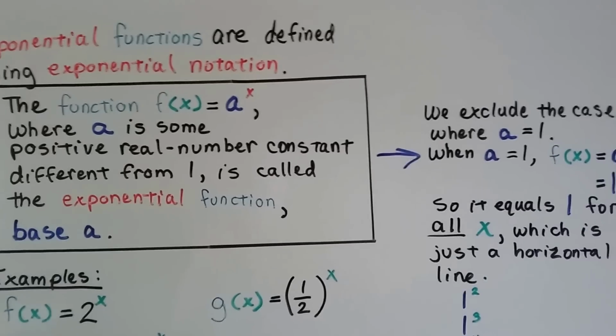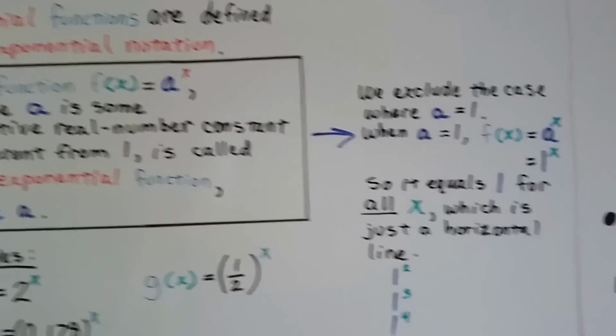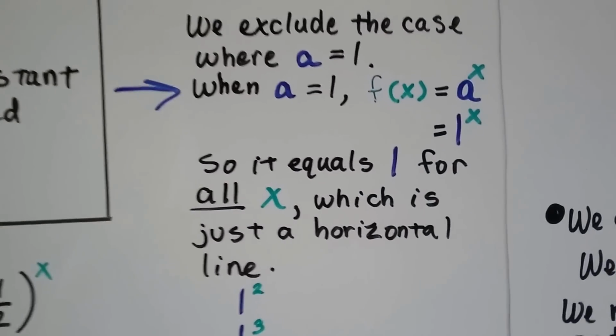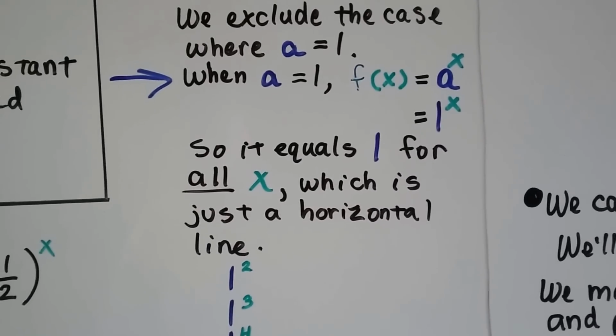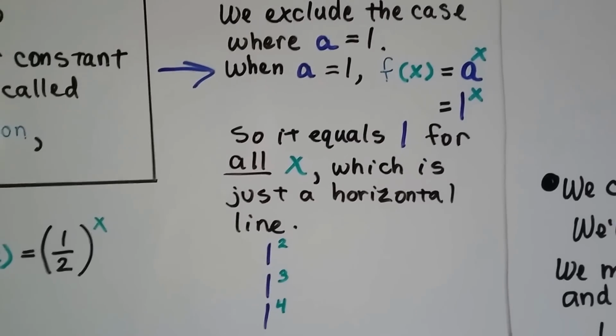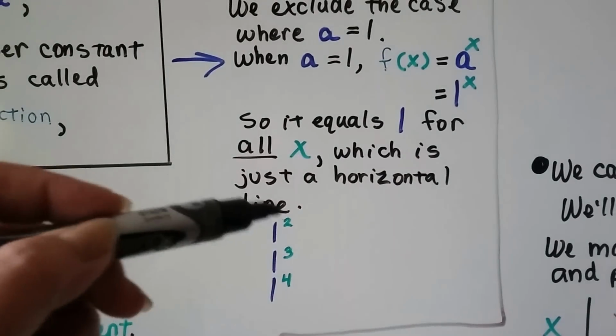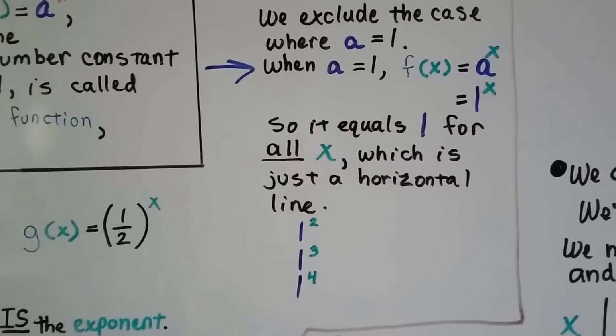Now if you notice, we exclude the case where a equals 1. When a equals 1, the function f of x equals a to the x is 1 to the x. So it equals 1. No matter how many times we multiply 1 by itself, it's still going to be 1, right? So that's for all x, which is just a horizontal line. 1 to the second power, third power, fourth power, it's still going to be a 1.